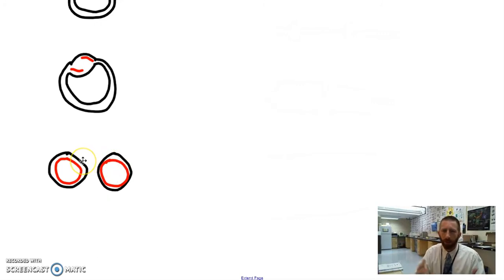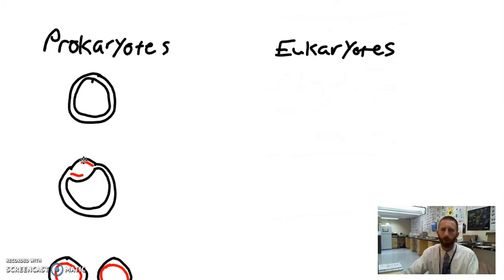And now when bacteria go through binary fission, which is their version of mitosis, now each daughter cell is going to have their own copy of their DNA. So prokaryotes: small, simple, circular chromosome, 1 replication bubble.